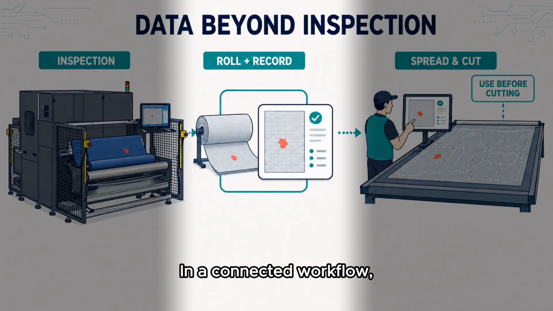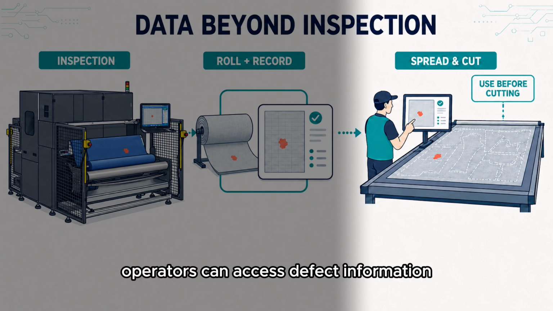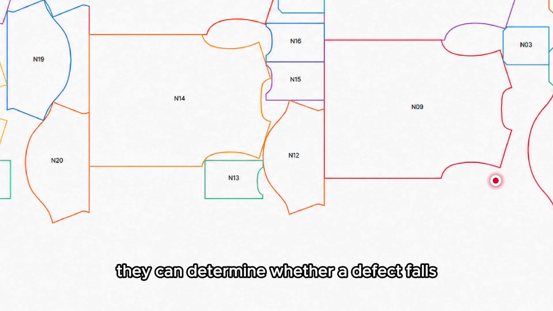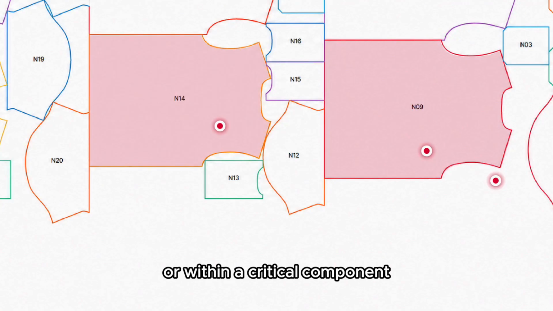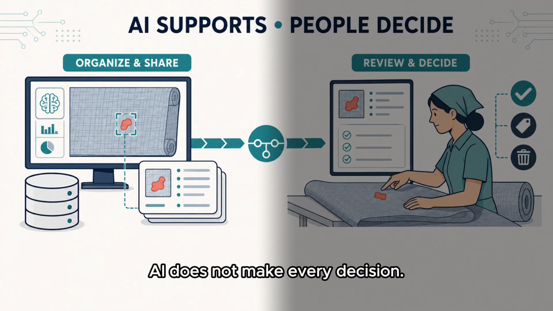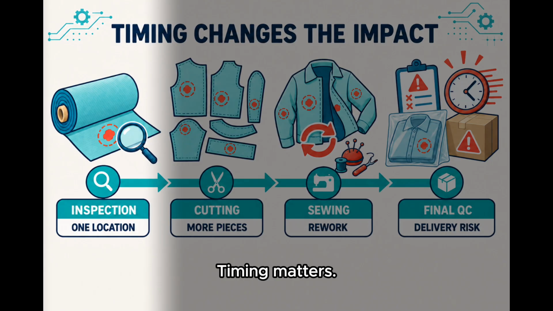production decisions. In a connected workflow, the roll and its inspection record remain linked. During spreading, operators can access defect information and use it before cutting begins. For example, they can determine whether a defect falls between cutting pieces or within a critical component and respond when necessary. AI does not make every decision. It organizes the information and makes it available downstream, while people review the fabric, apply quality standards, and decide what action to take. Timing matters.